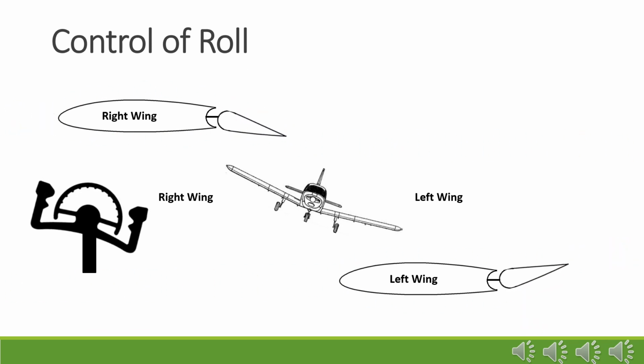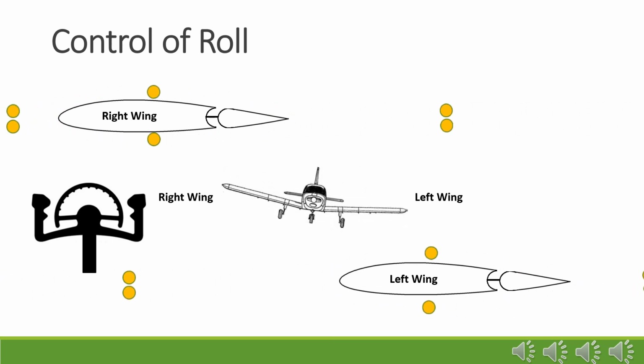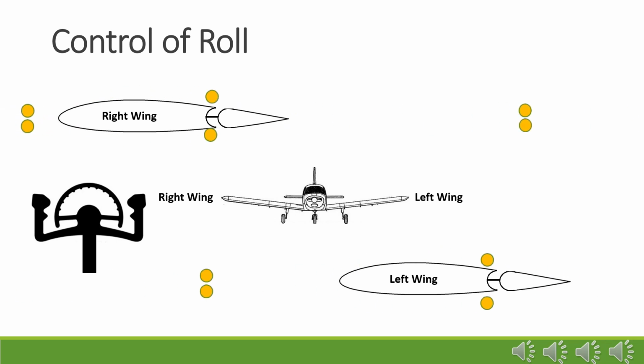By returning the control yoke to the neutral position, the ailerons once again return to their center position. The normal and perpendicular forces are eliminated while the drag force is minimized. The aircraft would stop its roll at whatever attitude it is currently in.